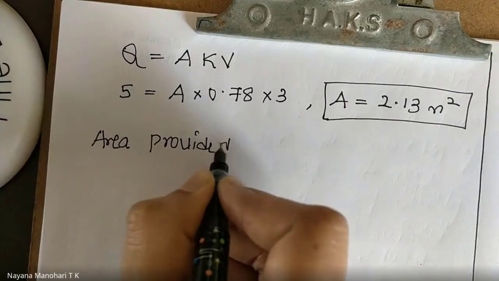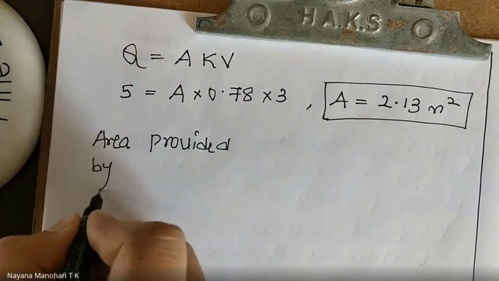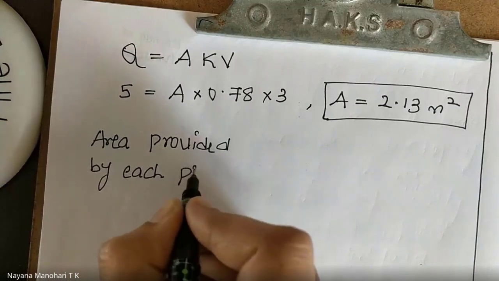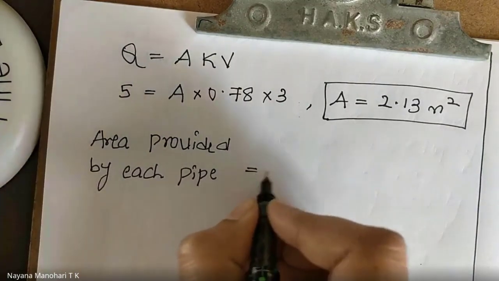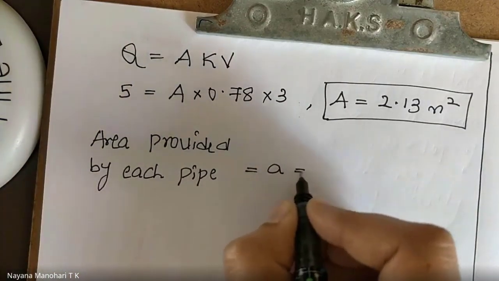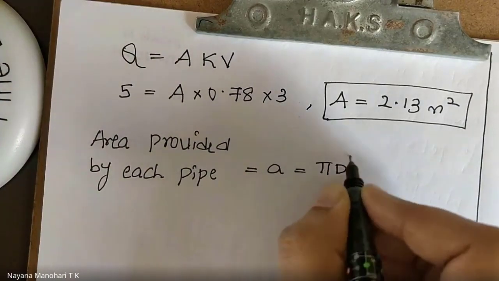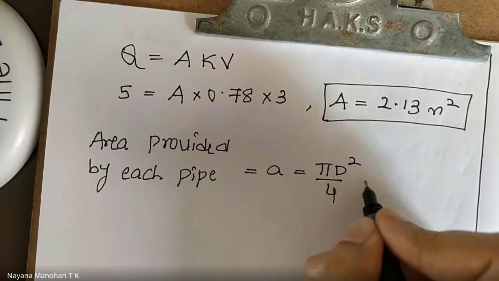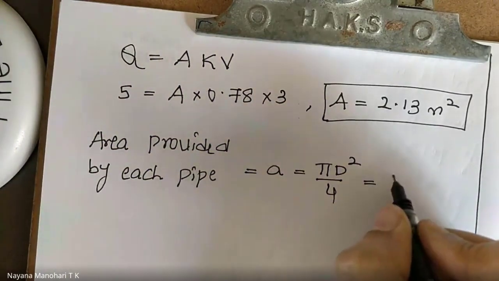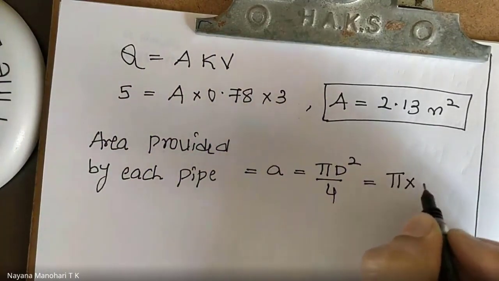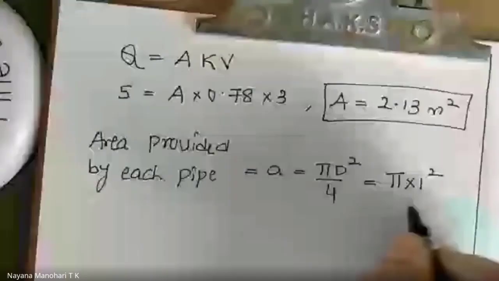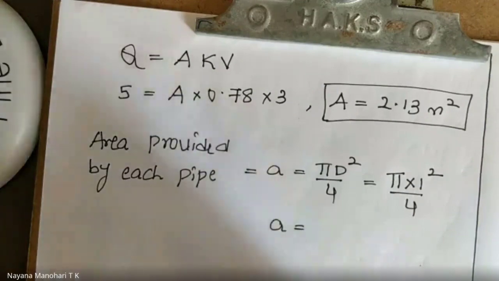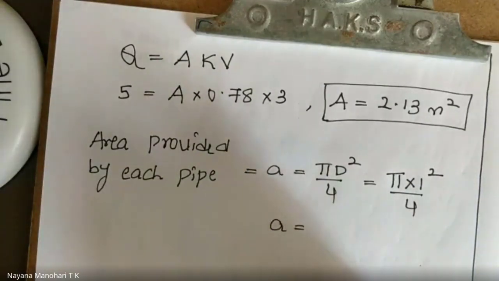Area provided by each pipe, A, will be equal to pi d squared divided by 4. Okay, this is the area. It is a circular shape, right? That is pi into dia, you assumed it as 1, divided by 4. Then the area provided by each pipe will be equal to how much?